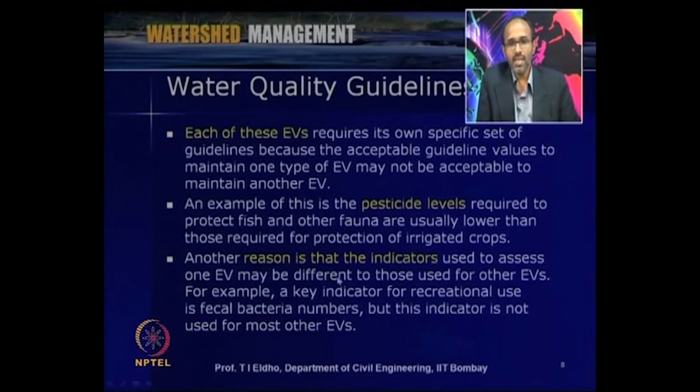Another reason is that the indicators used to assess one environmental value may be different to those used for other environmental values. Depending upon the source of the water and the usage, these environmental values vary. For example, a key indicator for recreational use is fecal bacteria numbers, but this indicator is not used for most other environmental values like agricultural purposes or ecological needs. Like that, the water quality guidelines will vary, and the environmental values which we have to specify also vary.